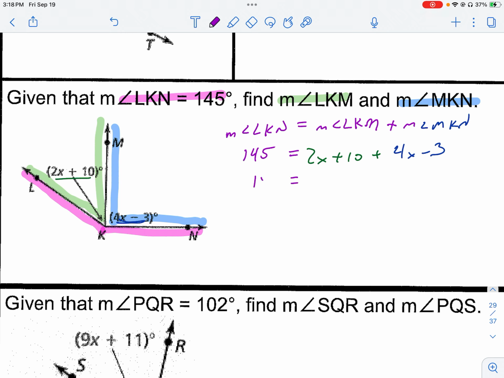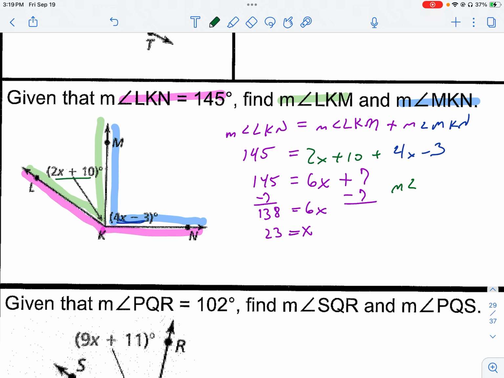So first thing we're going to do, we have lots of x's and numbers over here, so we're going to combine like terms. So 2x plus 4x is 6x, 10 minus 3 is 7. We're going to get the x by itself. And then we're going to divide both sides by 6, and we're going to end up with x equals 23. Well, we've been asked to find LKM, the measure of angle LKM and the measure of angle MKN. So we are not done yet.